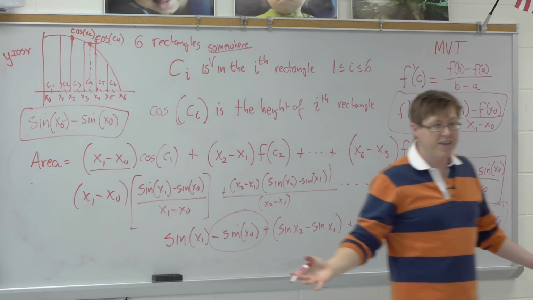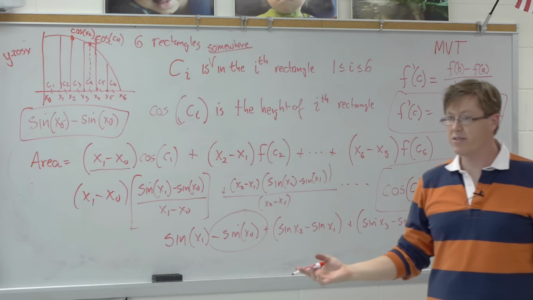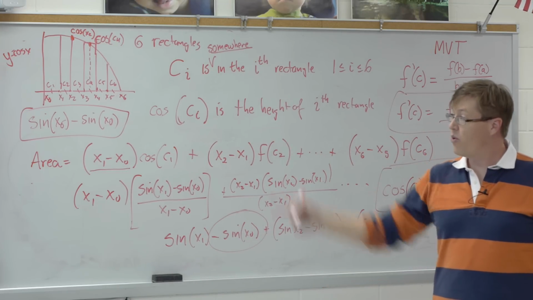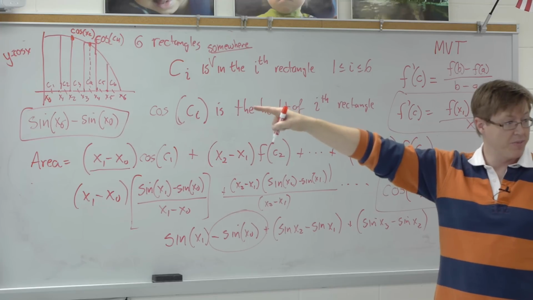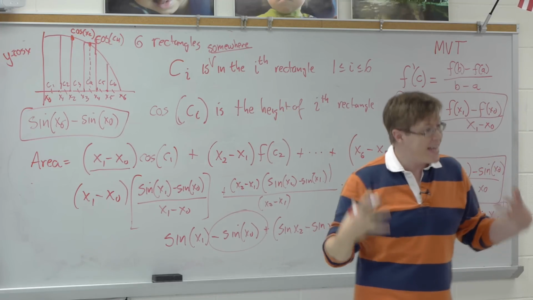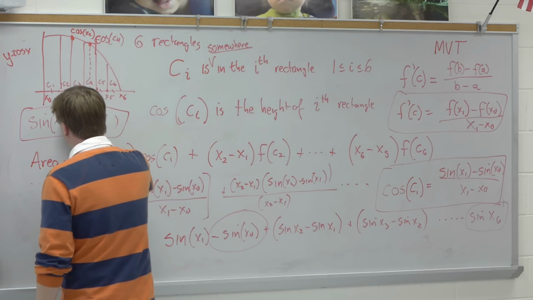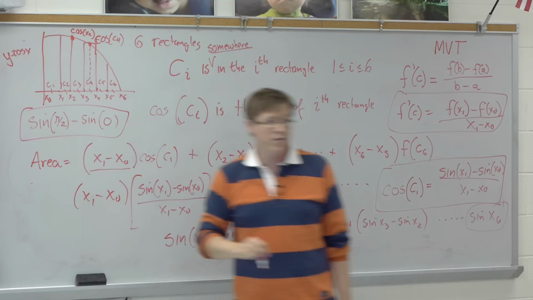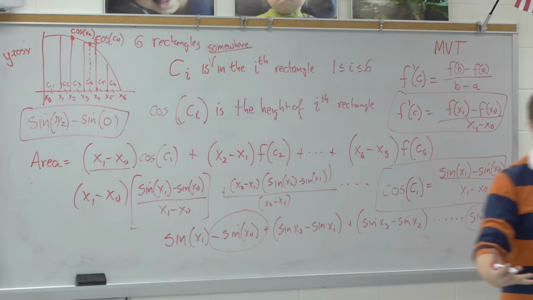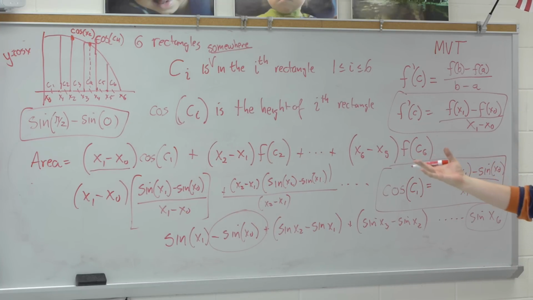But what were x6 and x0? Are those just arbitrary points? What endpoints did I pick for my original problem? 0 and pi over 2. They are my endpoints. So it's sine of pi over 2 minus sine of 0. If you took AB last year, now you see that this is just the definite integral of cosine from 0 to pi over 2. Yeah, it's beautiful. It's an absolutely beautiful proof.